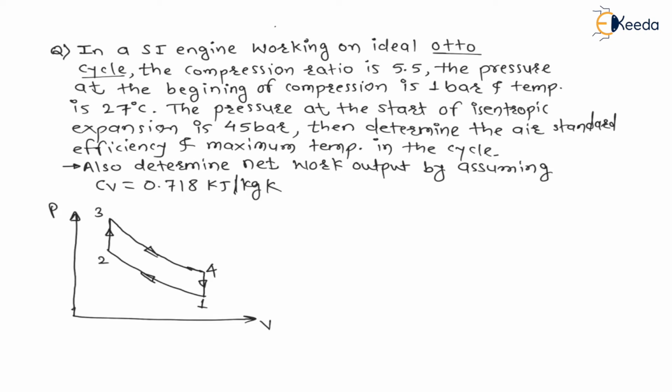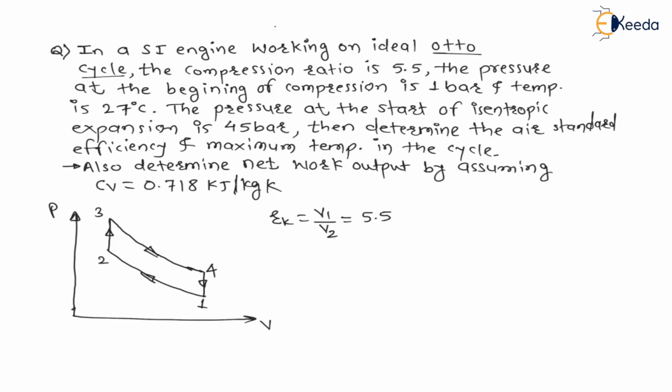Now here the compression ratio is 5.5. Compression ratio, rk, is nothing but V1 divided by V2. V1 divided by V2 is given as 5.5. This compression ratio is given as 5.5.